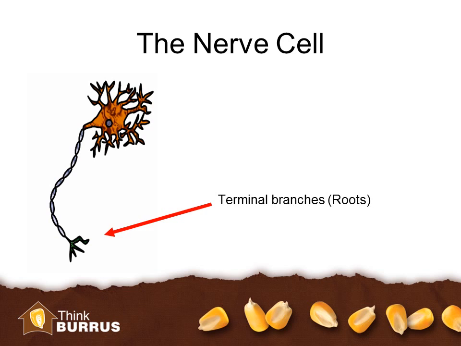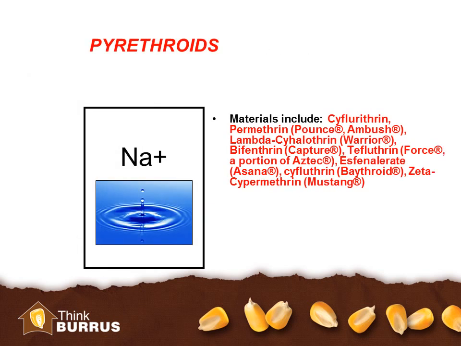Now, another potential site of activity, at least theoretically possible, is that a chemical would disrupt the signal in the neuron at the roots of this nerve cell, what we call the terminal branches. The terminal branches, the roots, you may remember, are the portion that actively moves a nerve impulse chemically from the cell toward the neighboring cell. Pyrethroids actually disrupt the portion of the cell that is in between the branches and the roots. They mess up the trunk of the neuron.